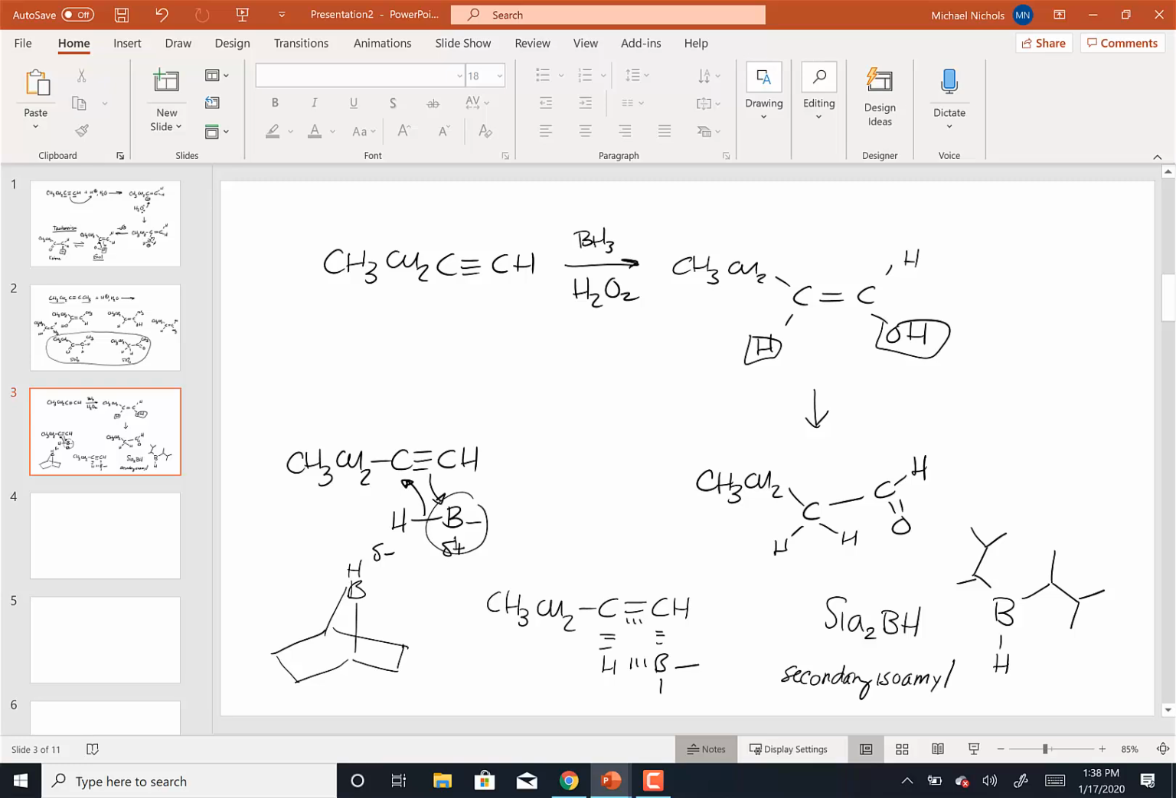So that's H-OH addition to alkynes, which are new. Everybody kind of with me? Any questions pop up? Still no questions?